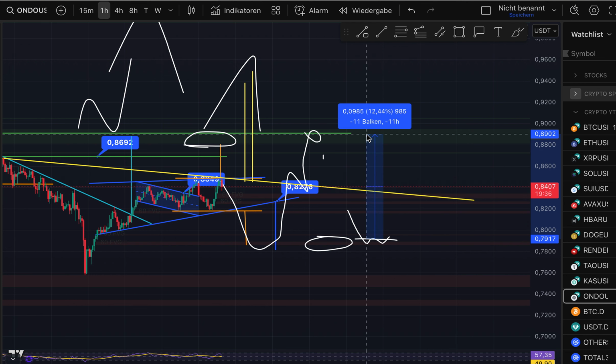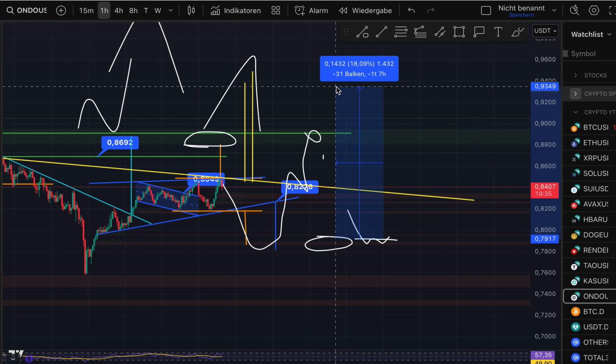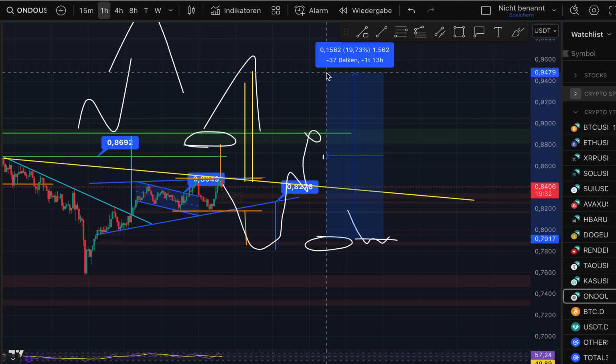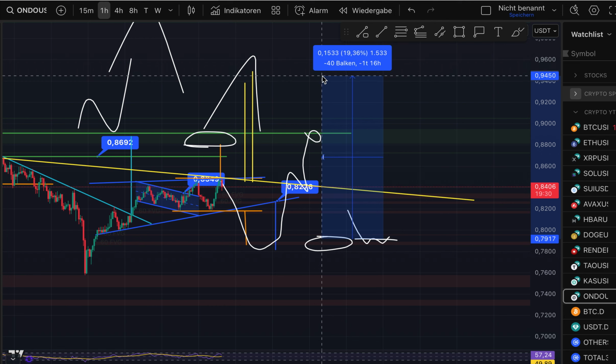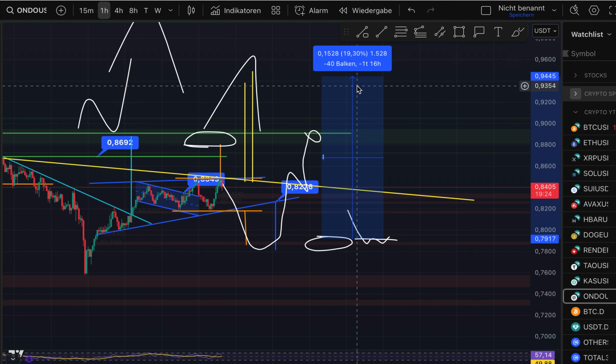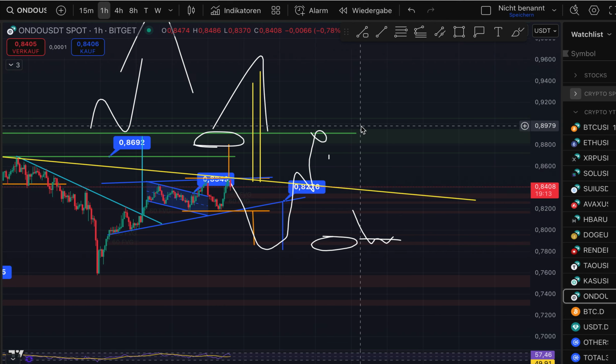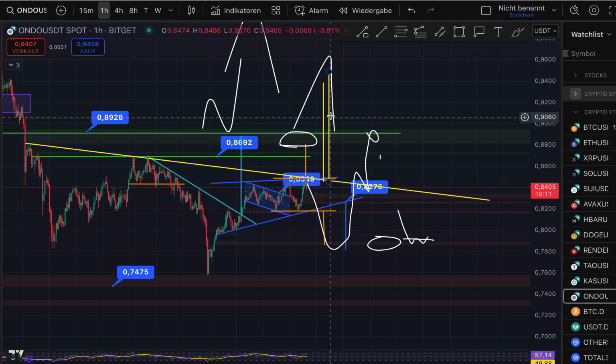And then up to 89 cents, it's 12% to the maximum target. Let's round it up, let's say 20%, without increasing our position size. If we increase our position size with more chart patterns breaking to the upside, then this can actually be a trade where I would say, here I can easily double, triple my money if we get this kind of chart development.